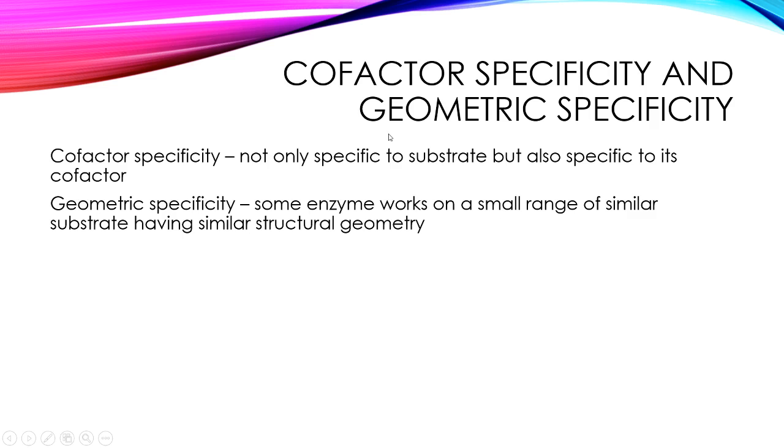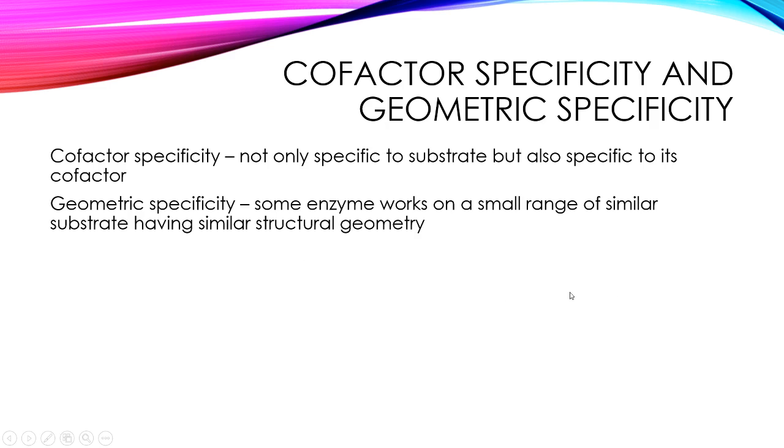Next, cofactor specificity and geometric specificity. Cofactor specificity means the enzymes are not only specific to the substrate but also specific to their cofactor. In geometric specificity, the specificity is very low, because some enzymes will work with a small range of similar substrates having similar structural geometry. For example, alcohol dehydrogenase can oxidize methanol and n-propanol to aldehydes.